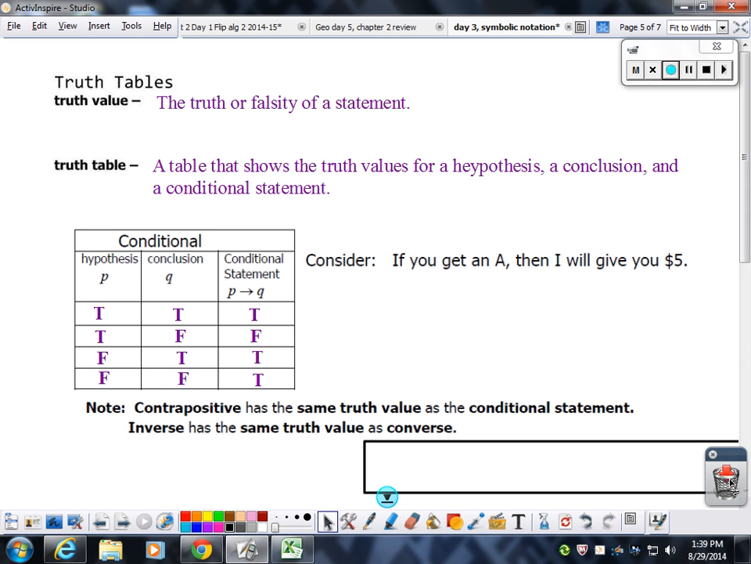One important thing to know when we talk about the different statements we have, the contrapositive is going to have the same truth value as the conditional statement, and an inverse is going to have the same truth value as a converse. So if you have a true conditional statement, the contrapositive will also be true. And if you have a true inverse, the converse will also be true. Same would be said if they were false.